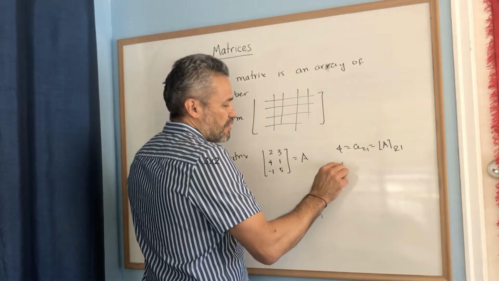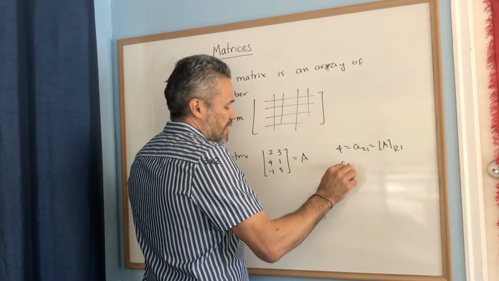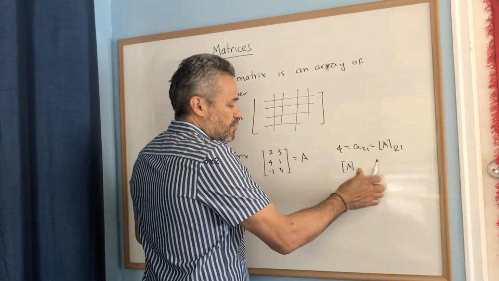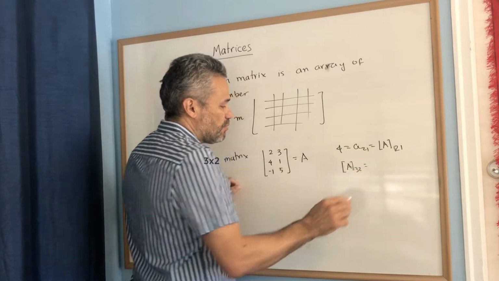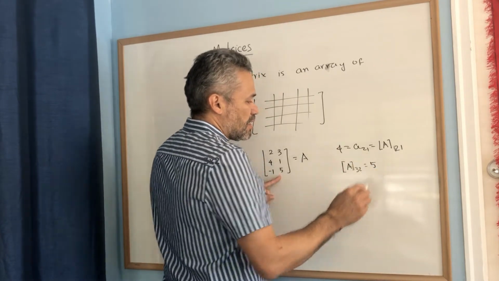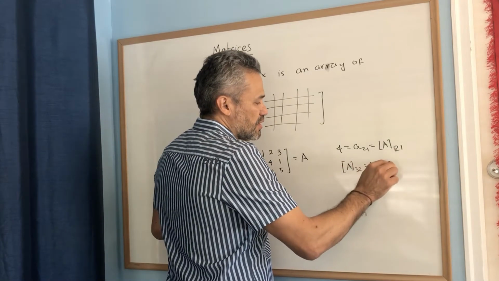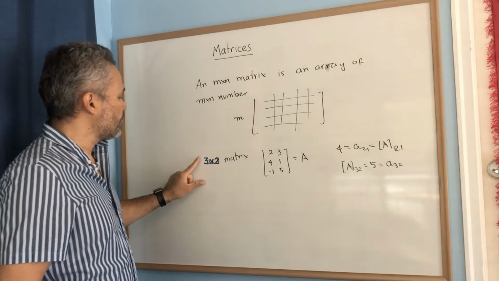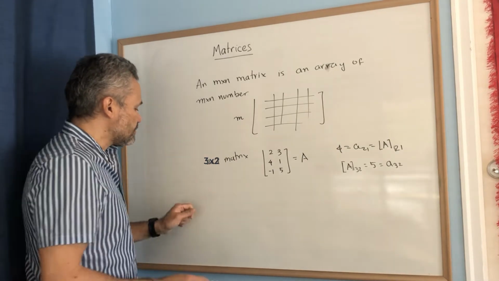This is one way to denote the numbers. Then, for example, if I ask what is A of 3, 2, this will be row 3, column 2. This will be number 5. This is also denoted like a 3, 2. Then we have the definition of matrix.